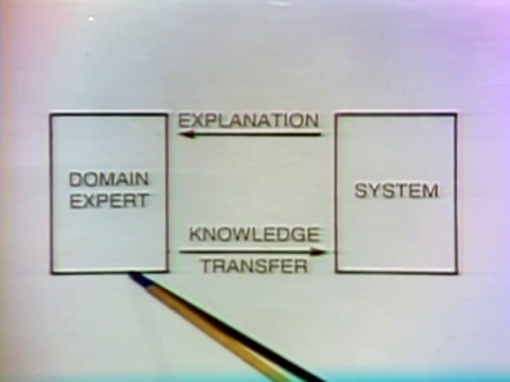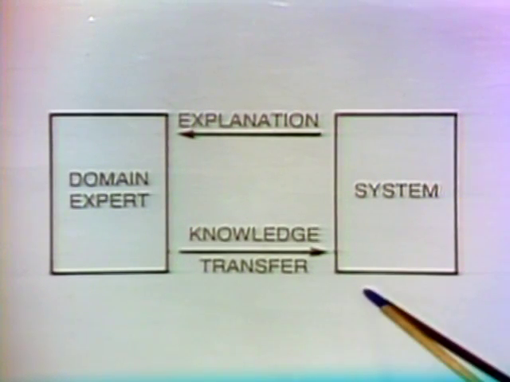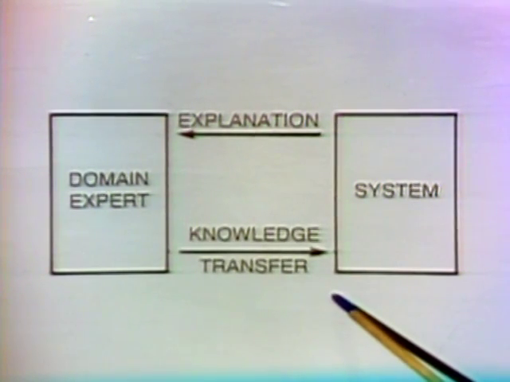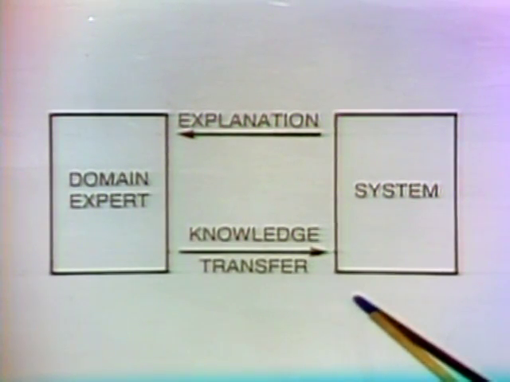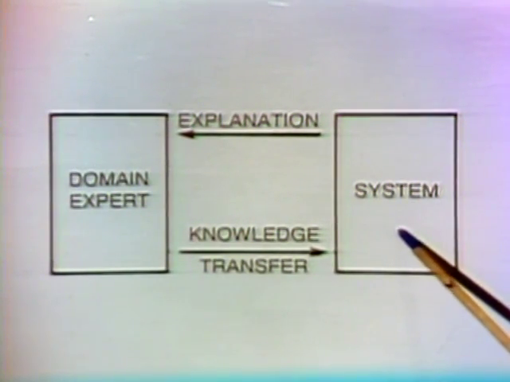Now we have a new kind of information flow moving from left to right here. When the domain expert tries to tell the system something new, we're calling that knowledge transfer. What he's trying to do is explain to the program some new piece of knowledge that it should have known, some additional piece of information that would have allowed it to solve the problems that it's trying to solve somewhat better.